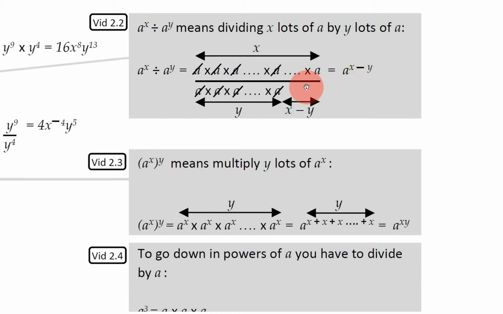Now this example assumes that x is bigger than y, but it could be the other way around. But then you could try to think of what would happen in that situation. But I think this example in itself makes it understandable why a to the power x divided by a to the power y is equal to a to the power x minus y.